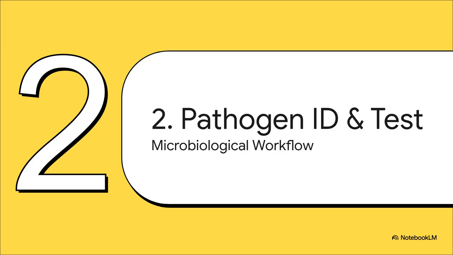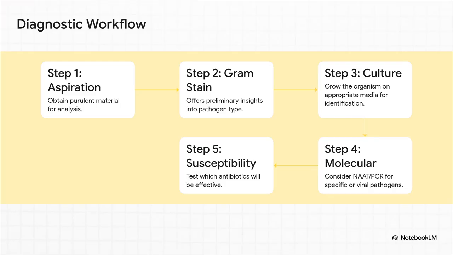On to Section 2. This is all about hunting down the culprit, the pathogen identification and testing workflow. So, how do we actually figure out what we're fighting? It's a really logical process, kind of a cascade. Step 1, you've got to get a sample of that purulent material. Then, a gram stain can give you some immediate early clues.